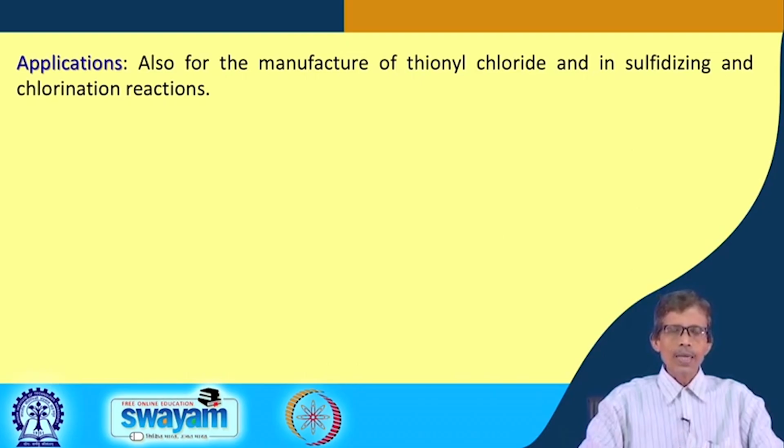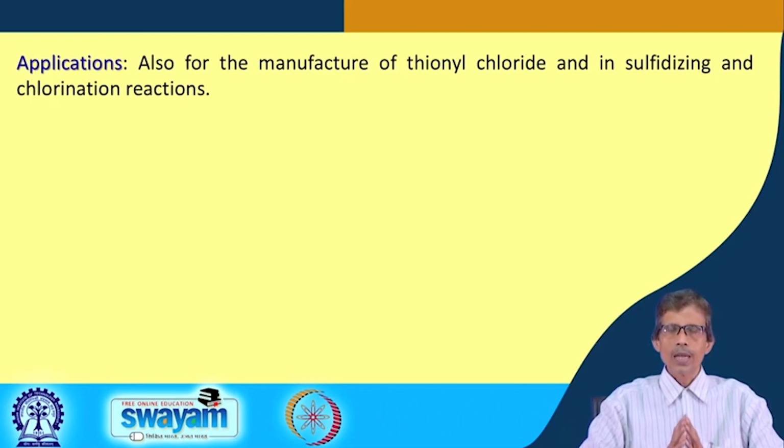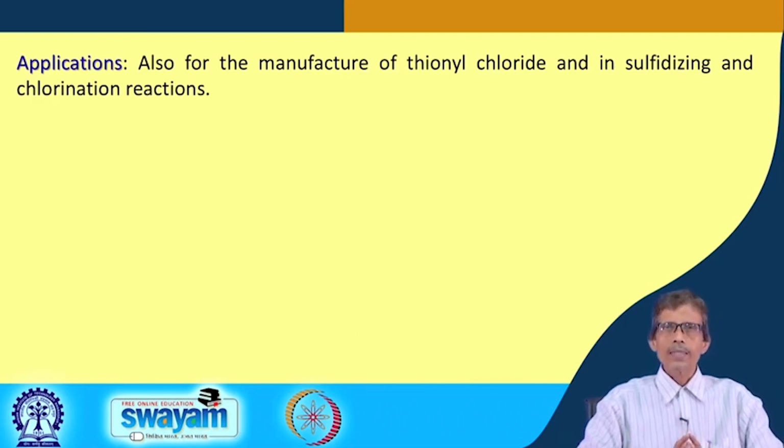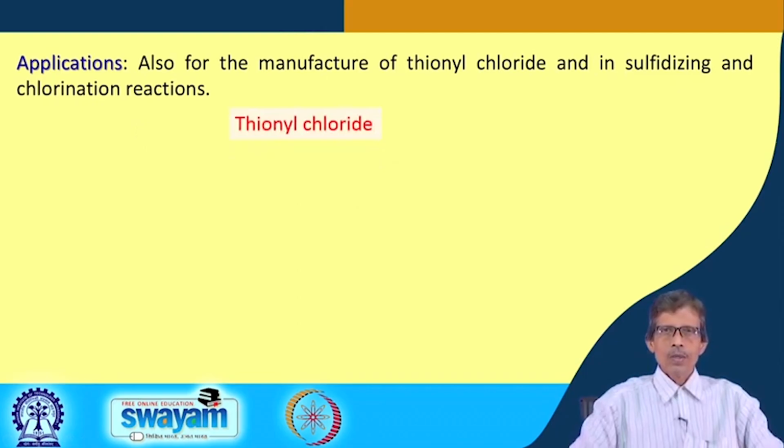One such application is the thionyl chloride preparation, because we use a huge amount of thionyl chloride for laboratory purposes, also for organic transformations, for simple chlorination reactions. Sometimes we also use it for acid chloride preparations. So, if you have RCOOH, it can be directly converted to RCOCl with the use of thionyl chloride, and also in sulfidizing and chlorination reactions, that means introduction of sulfur or chlorine in some reactions. Now we will see what that thionyl chloride is.